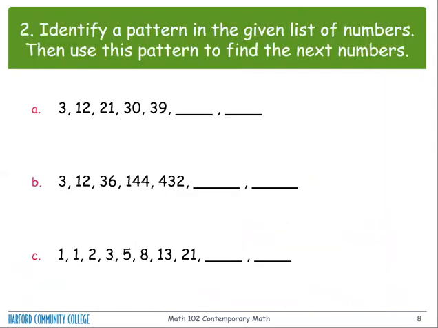Okay, and if we play with the numbers, like the first one here, identify a pattern in a given list of numbers, then use this pattern to find the next number. These problems are examples of inductive reasoning, so based on observation. I put a note here: based on observation. Like the first part, we have the numbers 3, 12, 21, 30, 39.